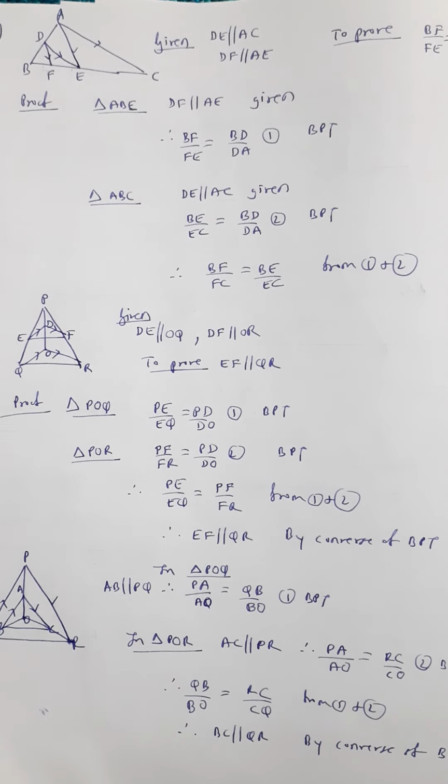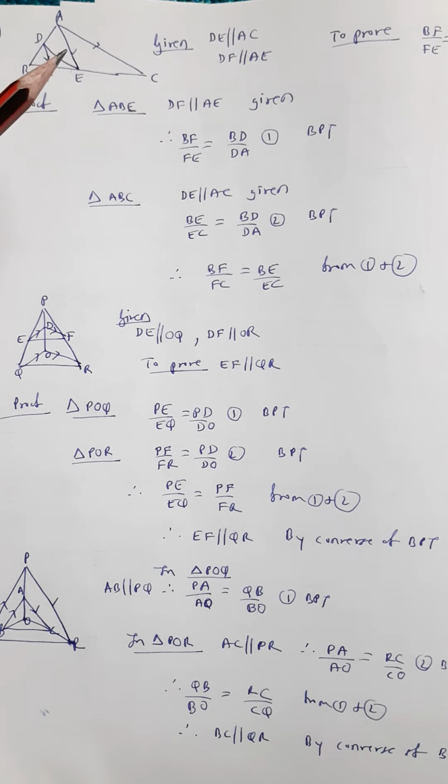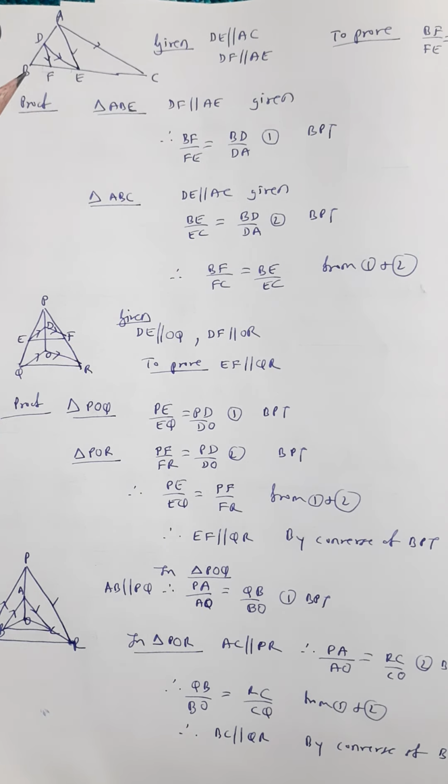So remember, the basic proportionality theorem is only valid for a triangle in which one line is parallel to a side of the triangle. So if I am looking at this triangle, first ABE, DF is parallel to AE. So what happens? I can say BF by FE is equal to BD by DA, right? So that's your equation 1.